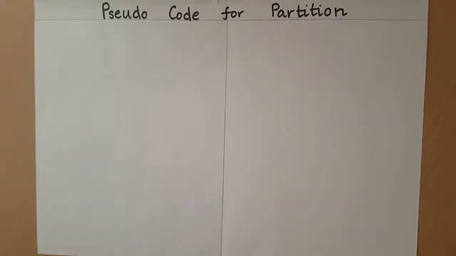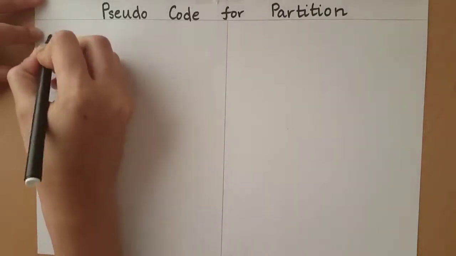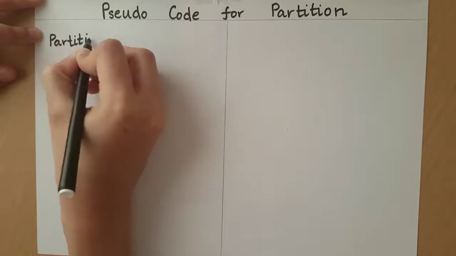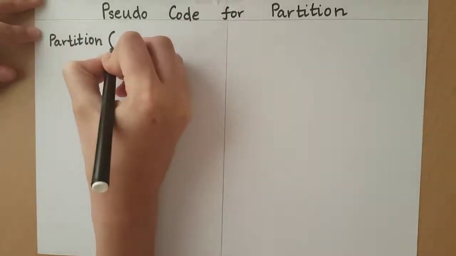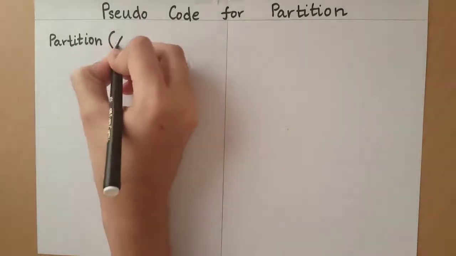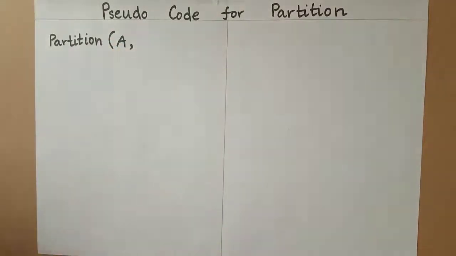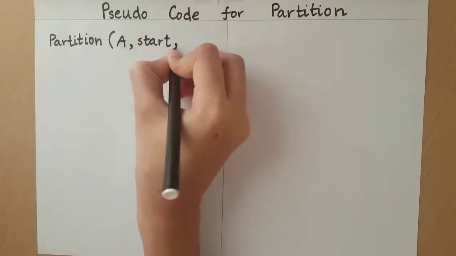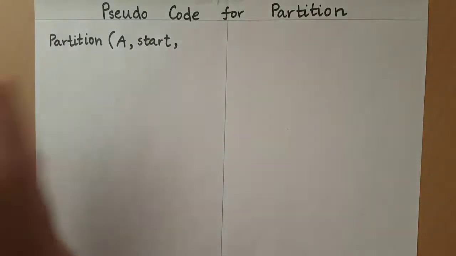If we were to write the algorithm for partition, it will take in an array, say A, the start index of the array, and the end index of the array.